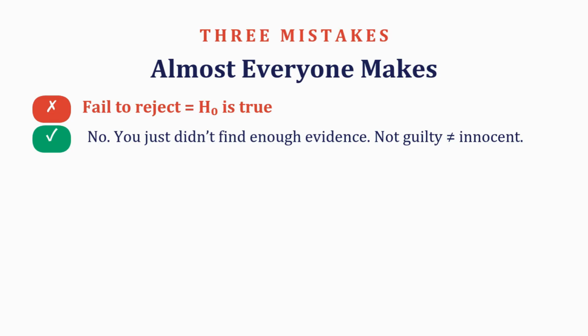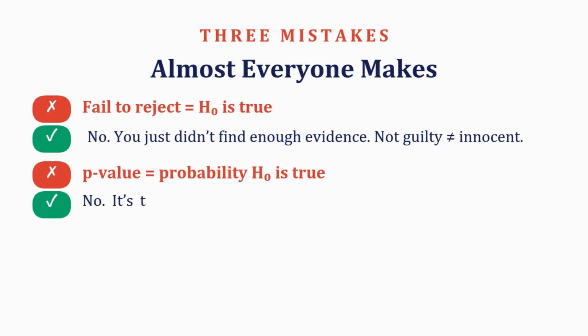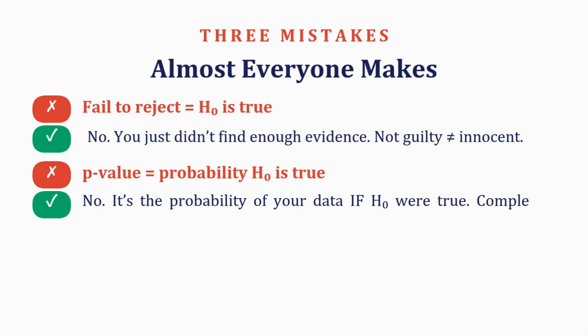Mistake 2. The p-value is the probability that the null hypothesis is true. Wrong. The p-value is the probability of getting your data if the null were true. Completely different. This is one of the most common errors even among professionals. Mix these up on an exam and you lose marks immediately.